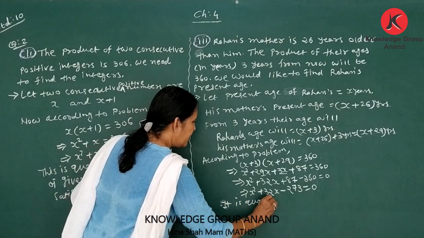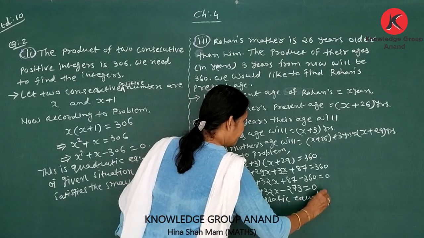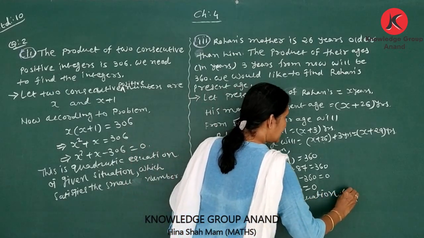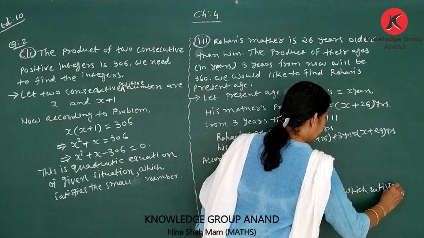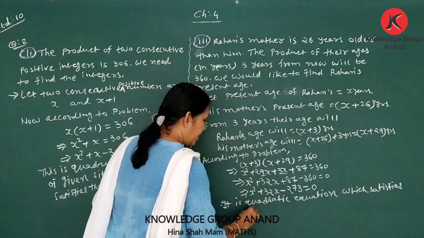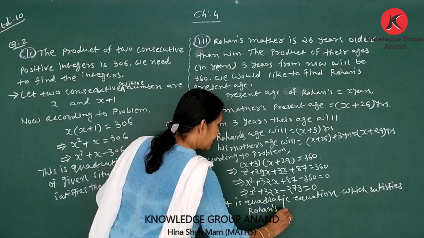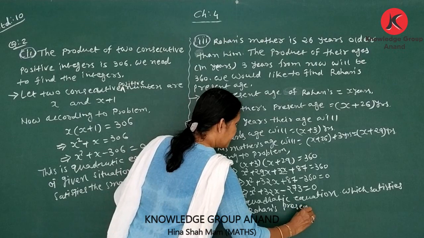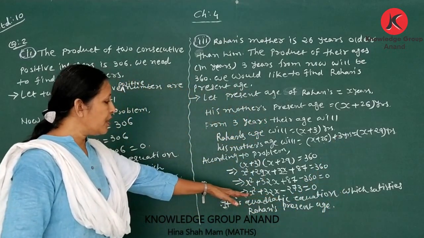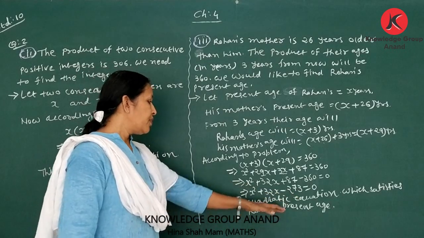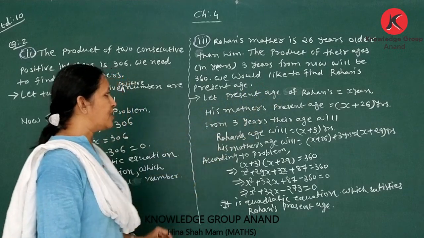It is a quadratic equation which satisfies Rohan's present age. Then we find Rohan's mother's present age.